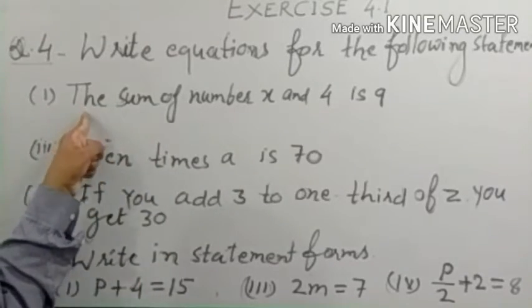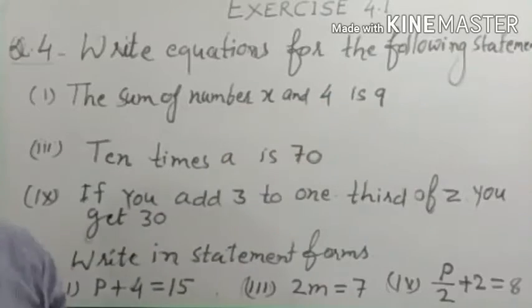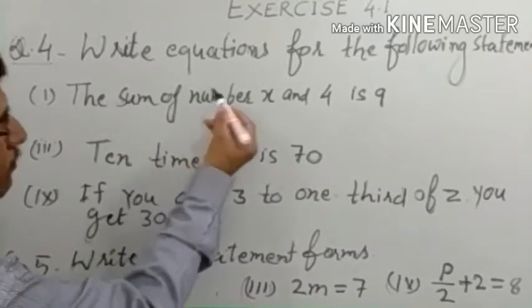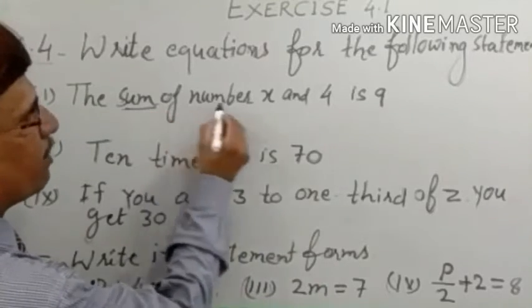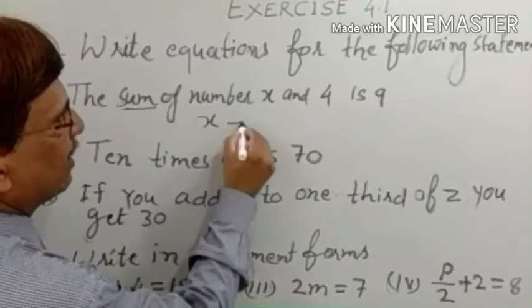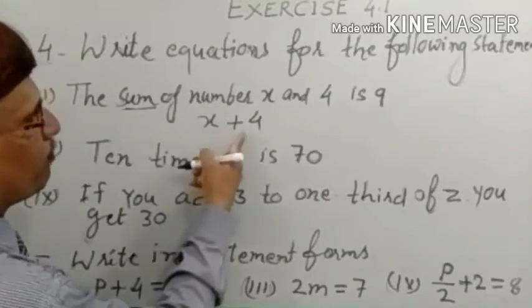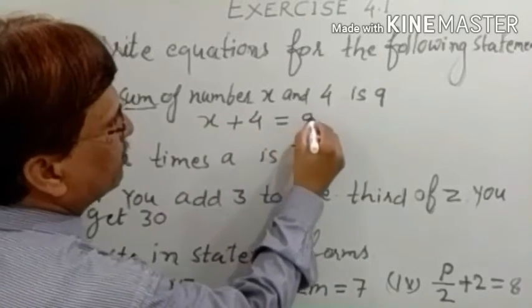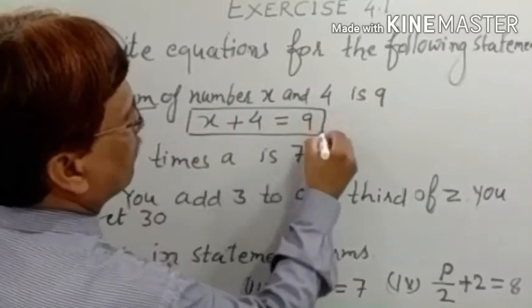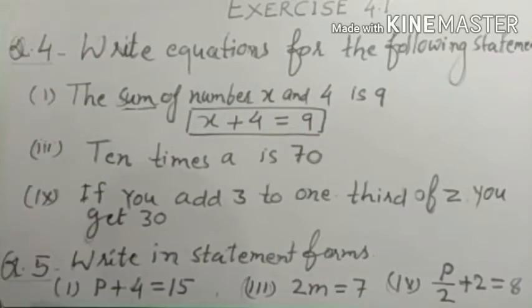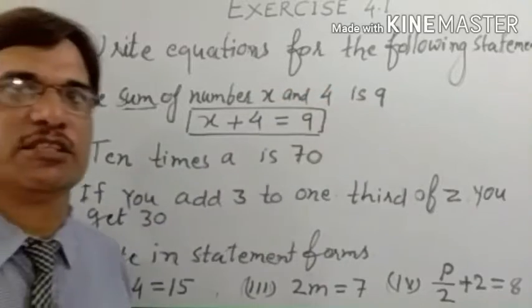First, the sum of number x and 4 is 9. The sum of number, sum means plus, add. So sum of number x plus 4 is 9, means is equal to 9. This is the equation of this statement.